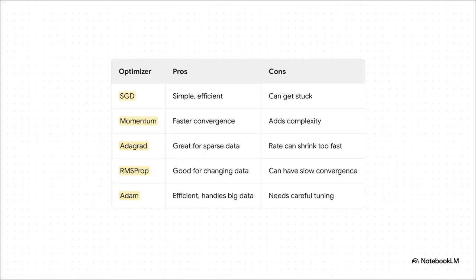So this table really lays out the core trade-offs. You can see how something simple like SGD has its place. It's efficient, but it also has its pitfalls. And then you have more advanced ones like Adagrad, which are amazing for specific things like sparse data, but they can bring in new challenges. Even a powerhouse like Adam isn't a silver bullet. It might need some careful tuning to get the very best results. The key takeaway here is you gotta match the tool to the job.